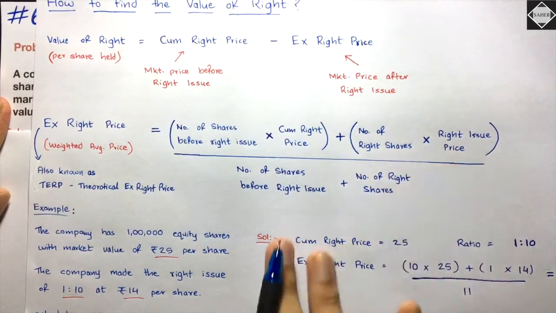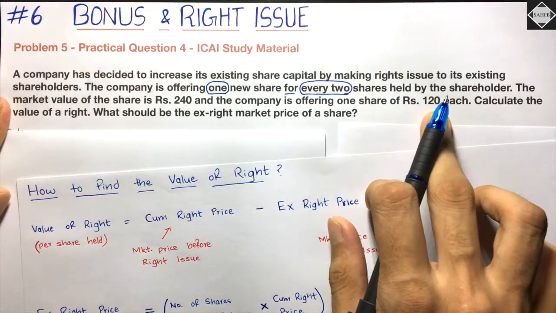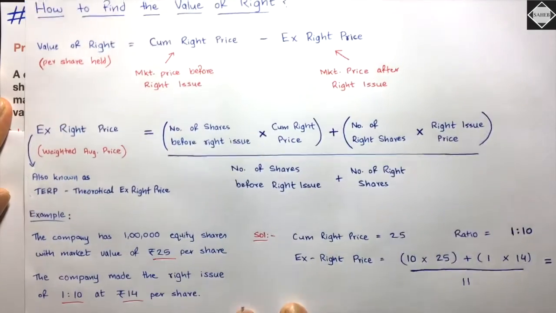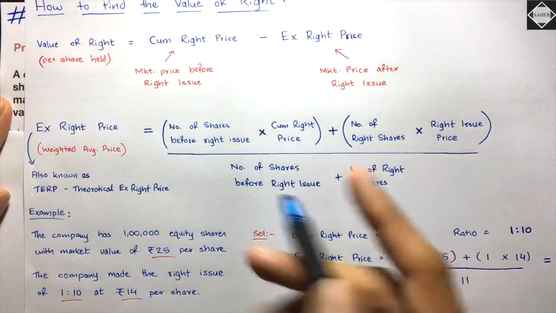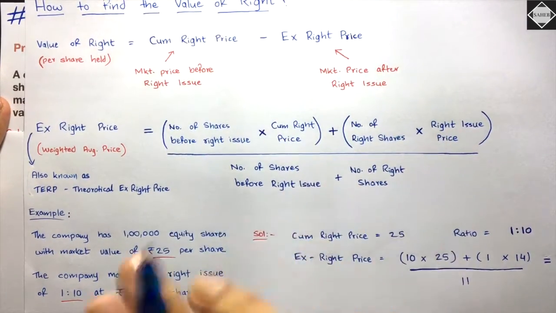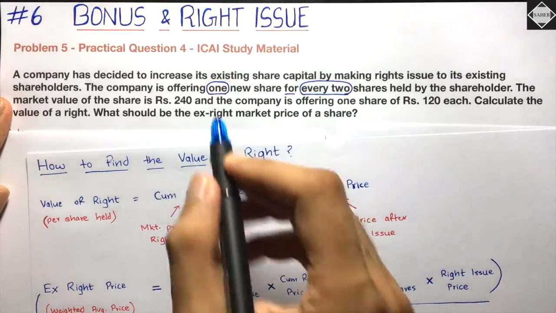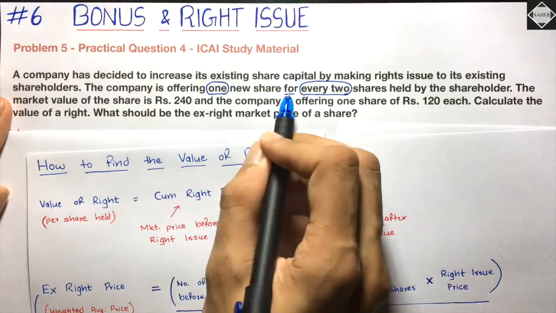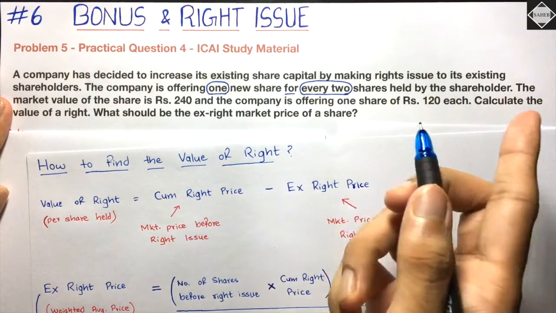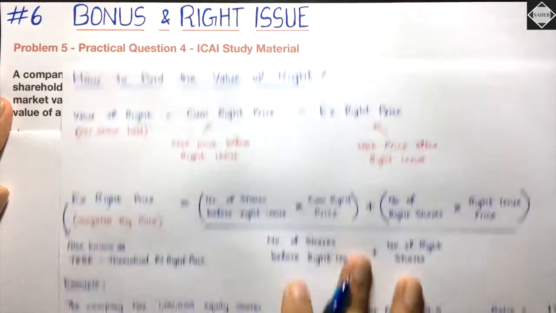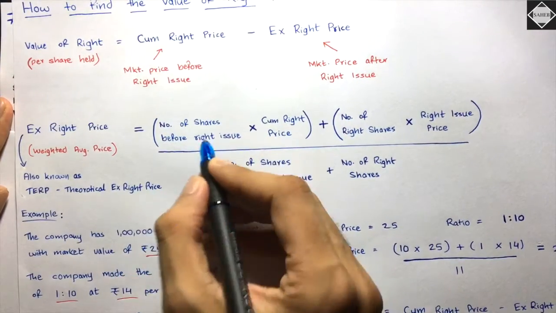And right issue price is how much? 120. Yeah, so 120 will come here. And then here you will not take the actual number of shares. No, you will just use the ratio. What is the ratio in this question? 1 for every 2. So that means 1:2, isn't it? 1:2. So number of shares before right issue.